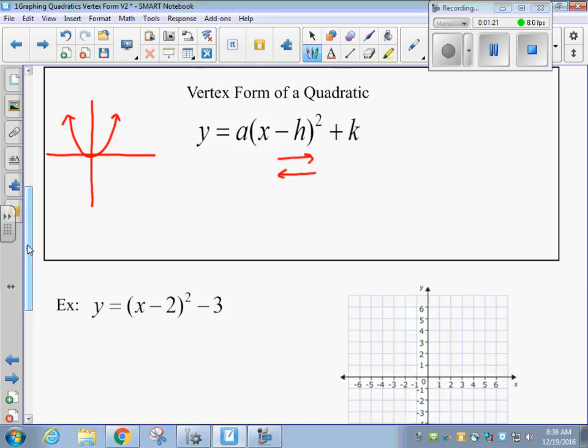Now the h term is a little bit funky, and this is how I remember it. h is inside of these parentheses. So we think of those parentheses as your house. Now in your house, if you look up, all you see is the ceiling. So you're just going to look to the left and the right. That's how we remember that h goes to the left and the right.